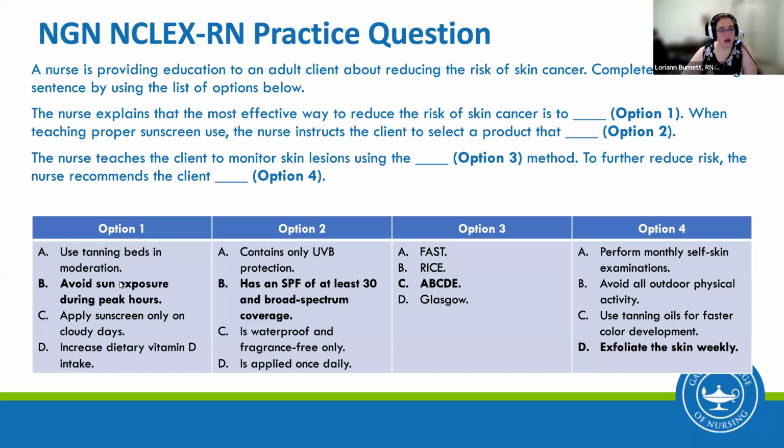So, avoid sun exposure. The nurse explains the most effective way to reduce the risk of skin cancer is to avoid sun exposure. When teaching proper sunscreen use, the nurse instructs the client to select a product that has an SPF of at least 30 and broad spectrum coverage. The nurse teaches the client to monitor skin lesions using the ABCDE method. To further reduce risk, the nurse recommends the client exfoliate the skin weekly.